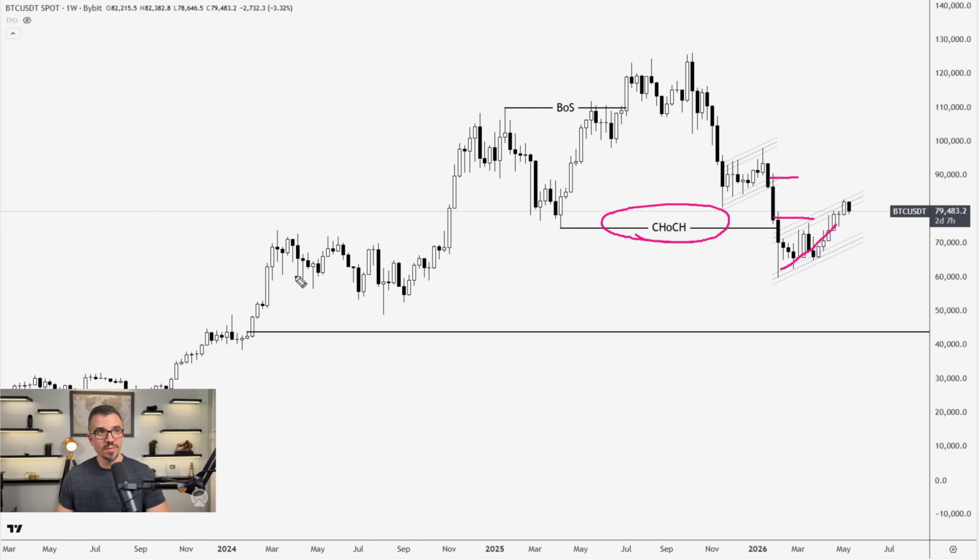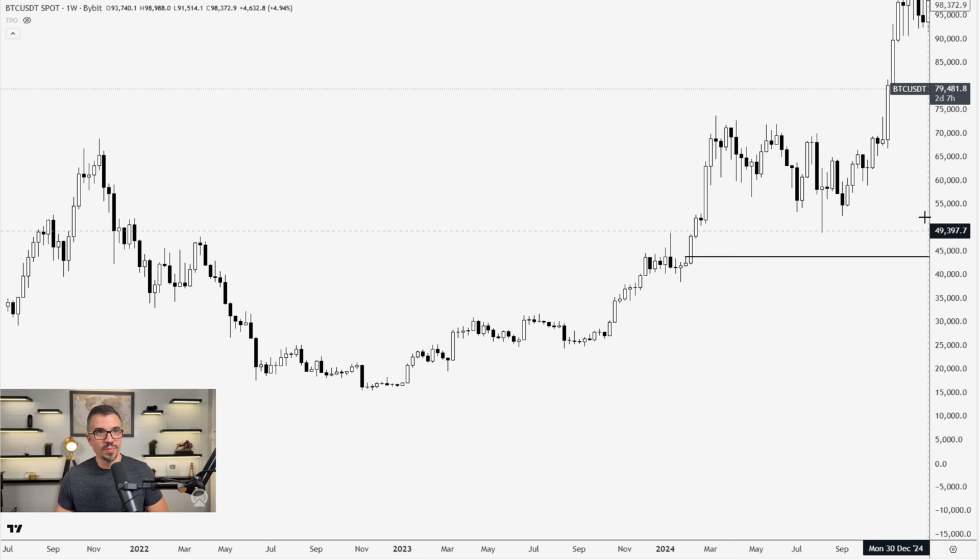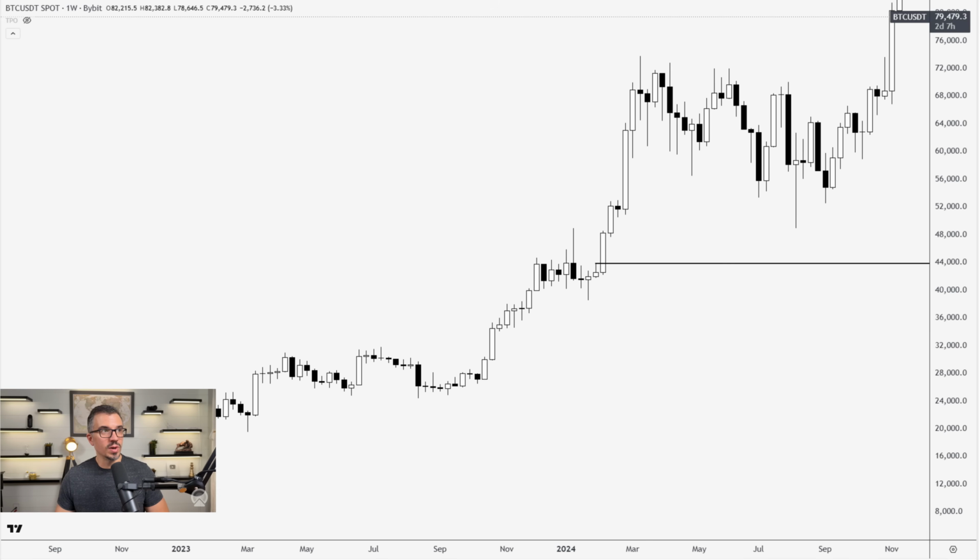Then you look back here, we had this consolidation after this displacement, and we never saw a retest down here. So if you look back here in early 2024, we do have imbalances back here on the BTC chart that, in my opinion, are going to be fair game. So this area back here.